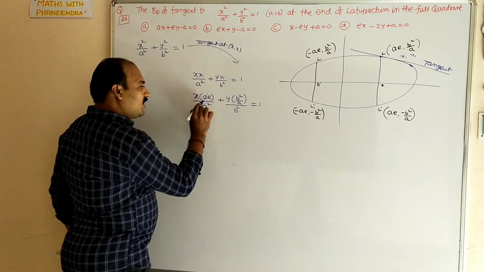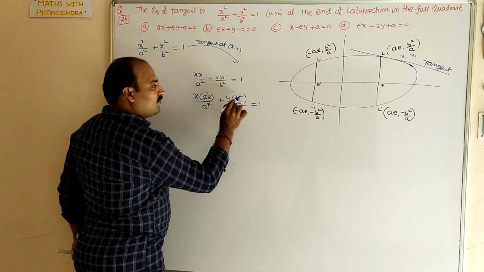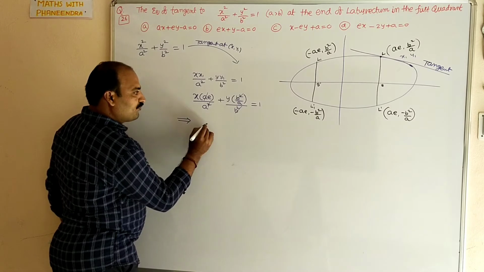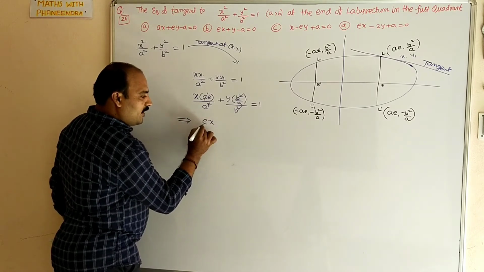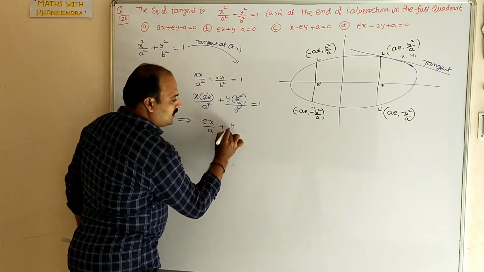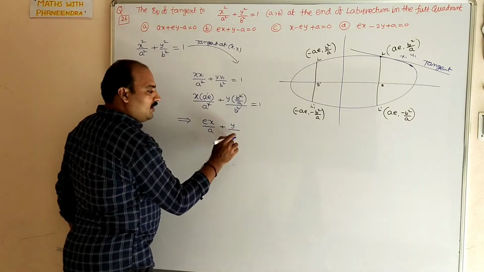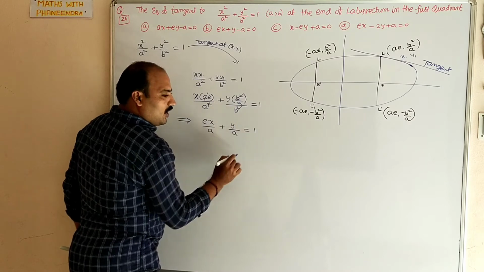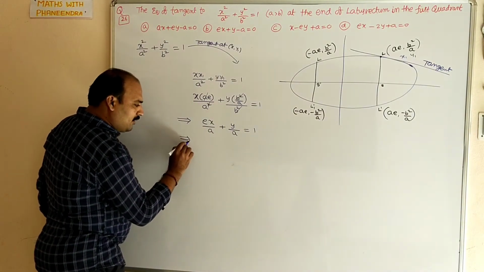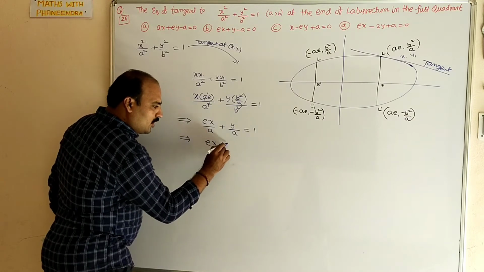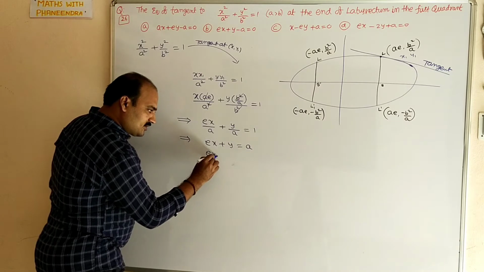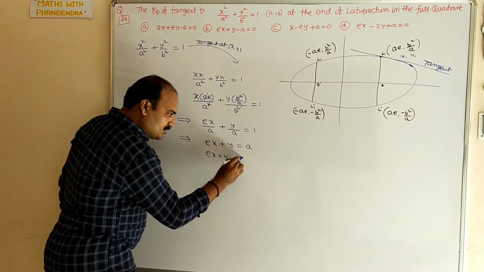Here one of the a's gets cancelled, and here b square gets cancelled. That implies ex divided by a plus y divided by a is equal to 1. Whenever the LCM is the same, we can do the cross multiplication. Directly I am writing ex plus y equal to a. That a we can also take to this side: ex plus y minus a equal to 0.